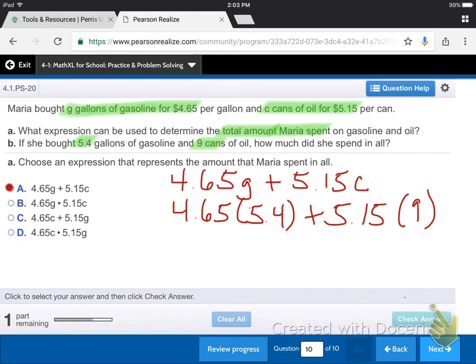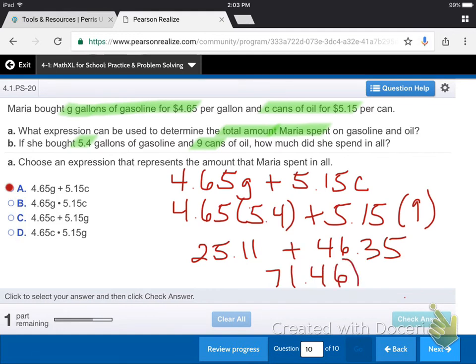So let's go slowly. Okay, so 4.65 times 5.4 is 25.11, and 5.15 times 9 is 46.35, and when we add those two numbers together, we get 71.46, and that would be your answer for part B.